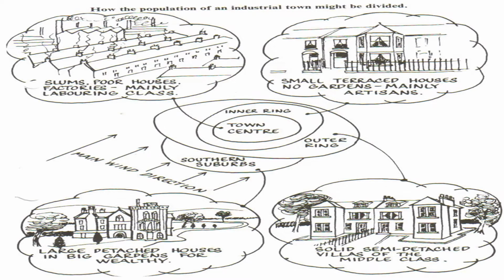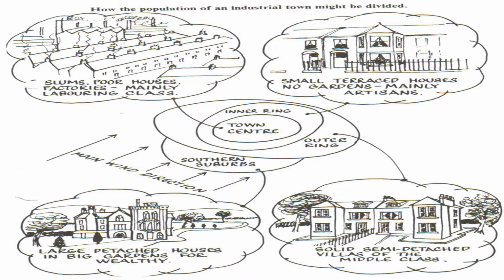Now, this diagram here, if you want to draw this in your jotter, then please feel free to pause the PowerPoint at this point and draw it, because this is a great diagram to show you how the population of an industrial town might be divided and how it might have looked. You'll see in the middle of the page it has the town centre, the inner ring, the outer ring and the southern suburbs. Within each ring it shows you the sort of houses that existed. In the town centre are the slums, the poor houses, which are near the factories, and they are mainly for the labouring classes. These types of houses were known as tenements, and this is what our focus is going to be on today, where the majority of the working class lived in this slum housing.